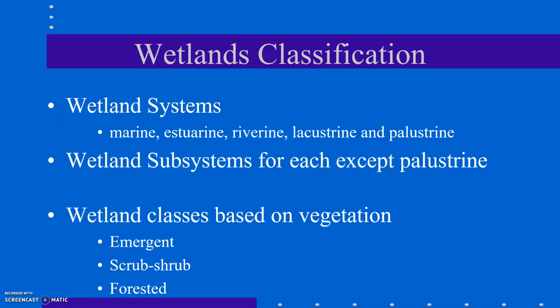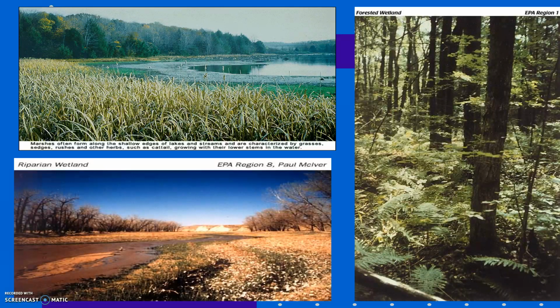Lacustrine systems are where wetlands are adjacent to lakes, ponds, and reservoirs. And palustrine. These are areas that do not include lakes, ponds, reservoirs, or coastal areas, but rather they're just in a general, generic inland landscape, and because of a shallow water table, there's a wetland there. The wetland classes are based on the type of vegetation that are present, and we typically have three classes: emergent, scrub shrub, and forested. And I'm going to show you some pictures of those.